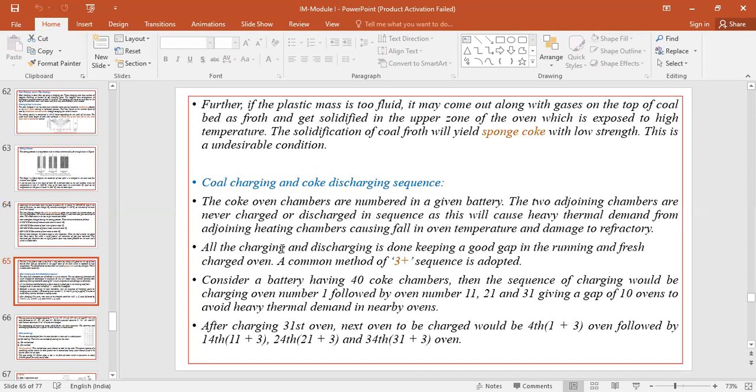Further, if the plastic mass is too liquid, it may come out along with gases on top of the coal bed as froth, and that will get solidified in the upper zone of the oven, which is exposed to high temperature. That solidification of the froth will yield sponge coke. This sponge coke will have very low strength, and this will have a great impact on the total strength of the coke.